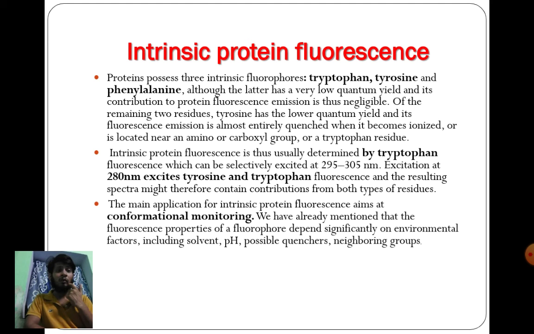So intrinsic protein fluorescence is usually determined by tryptophan fluorescence, which can be selectively excited at 295 and 305 nanometer. Excitation at 280 nanometer excites tyrosine and tryptophan fluorescence, and the resulting spectrum might therefore contain contributions of both types. The main application for intrinsic protein fluorescence aims at conformational monitoring. We have already mentioned that the fluorescence properties of a fluorophore depend significantly on environmental factors.